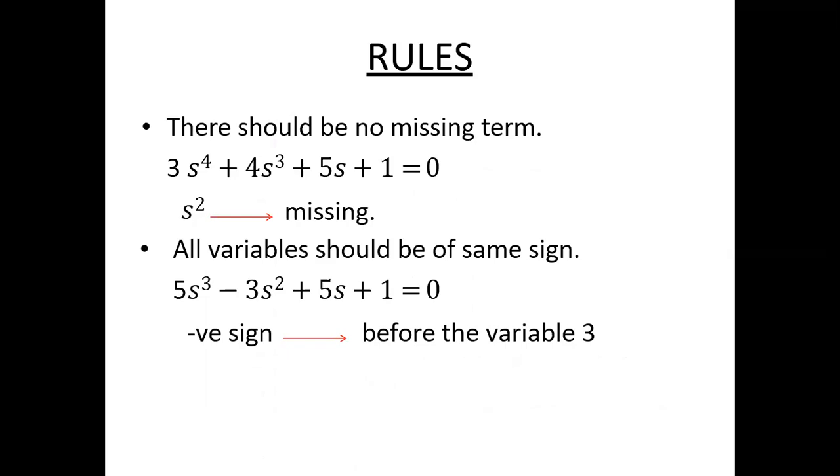Up till now, what we have studied is the Routh-Hurwitz criteria, system stability, and the basic rule of Routh-Hurwitz: the equation must not miss any order of your system. In the first example, with s to the 4, s cubed, and so on, s squared is missing. In the second one, you can see the 3s squared has a negative sign. So your equation must have all positive signs. If these two conditions are violated, the system is not stable. So thank you.